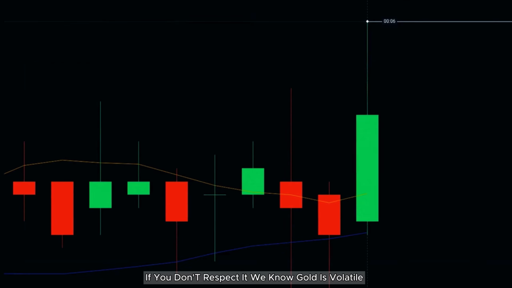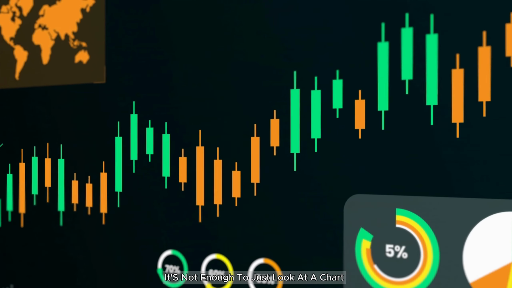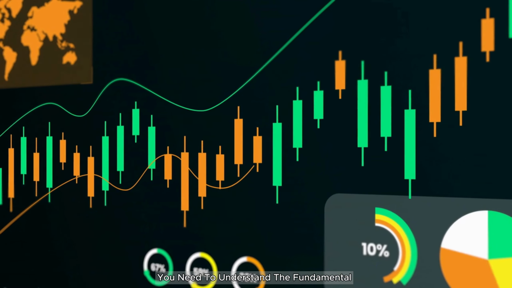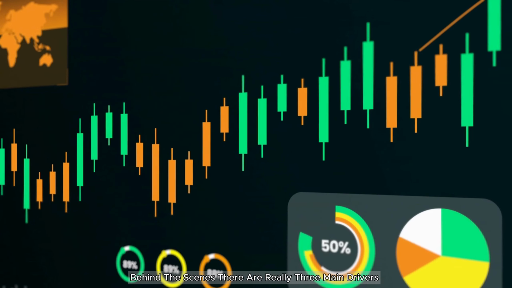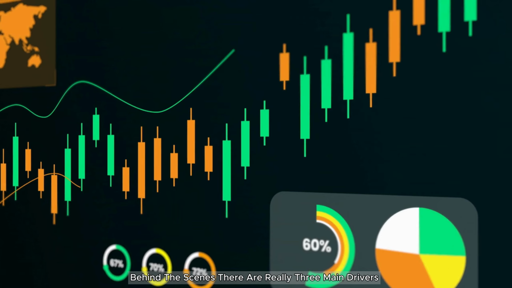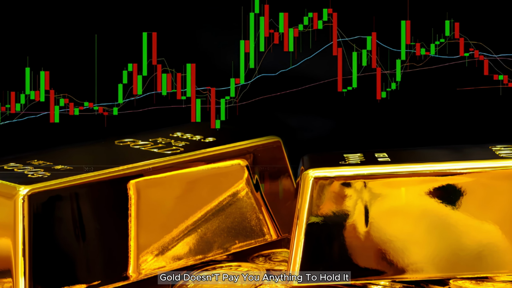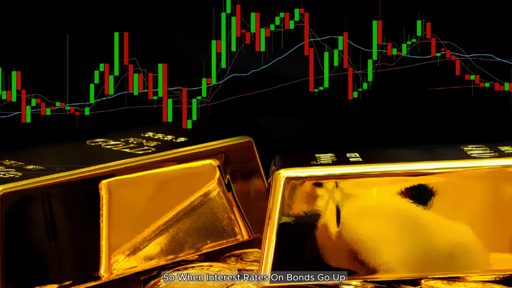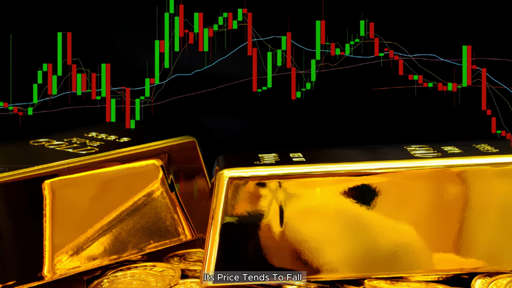We know gold is volatile, but why? To trade successfully, it's not enough to just look at a chart. You need to understand the fundamental, powerful forces that are pulling the strings behind the scenes. There are really 3 main drivers. First, interest rates. Gold doesn't pay you anything to hold it. So when interest rates on bonds go up, gold becomes less attractive. Its price tends to fall.